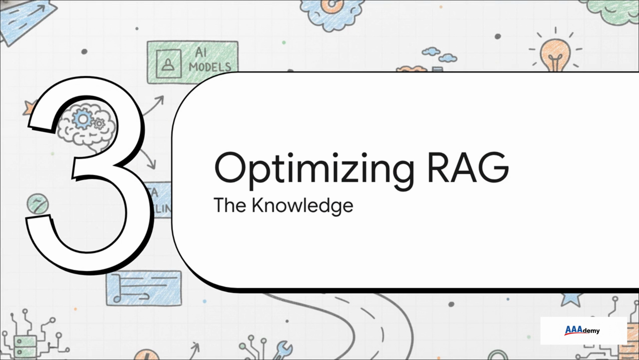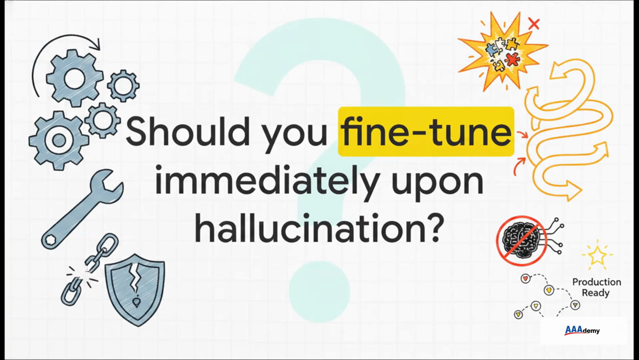All right, Section 3, Optimizing RAG Performance, the knowledge. So when your AI starts generating ungrounded answers or hallucinating, engineers almost always reflexively reach for fine-tuning. An answer looks slightly off, or maybe it misses a specific product code, and boom. The immediate thought is, let's just fine-tune the model. Actually, scratch that instinct. It is a major trap in GenAIOps.